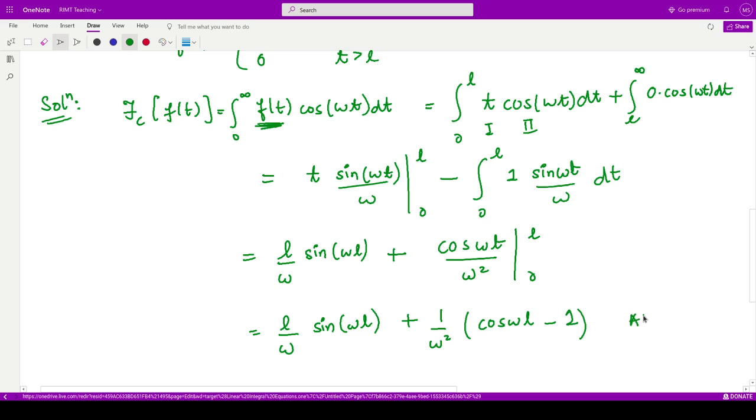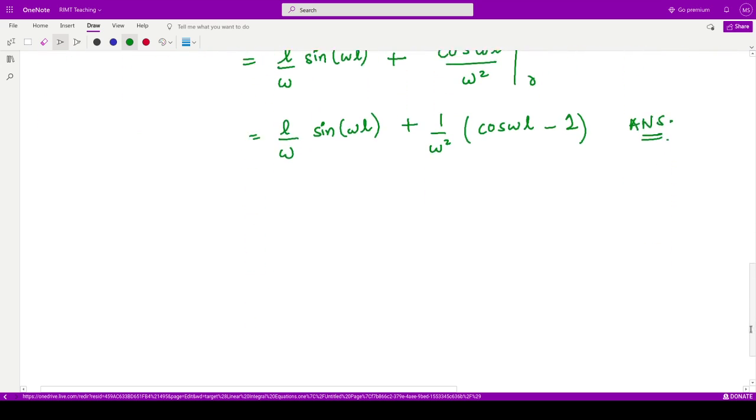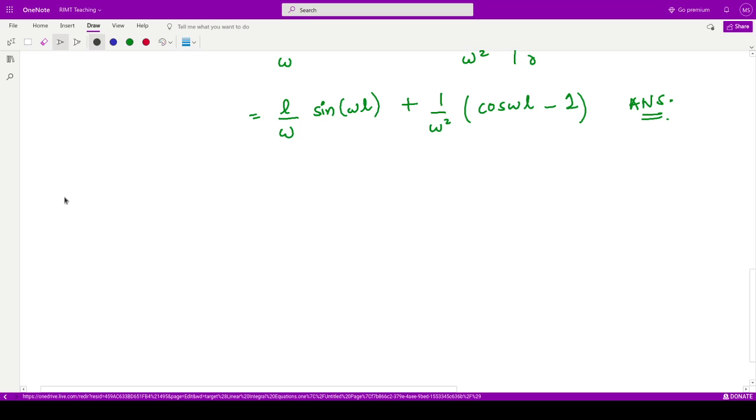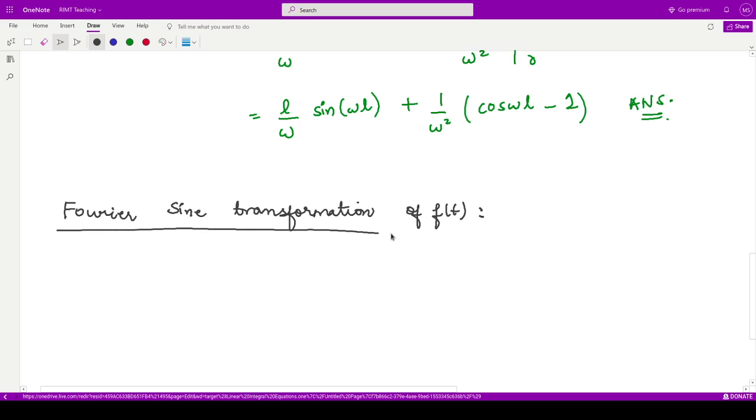So simply this is the representation of the given function in the Fourier cosine transformation after applying the Fourier cosine transformation. So let us now next see what is the Fourier sine transformation of the given function. Fourier sine transformation of f of t, some function f of t.